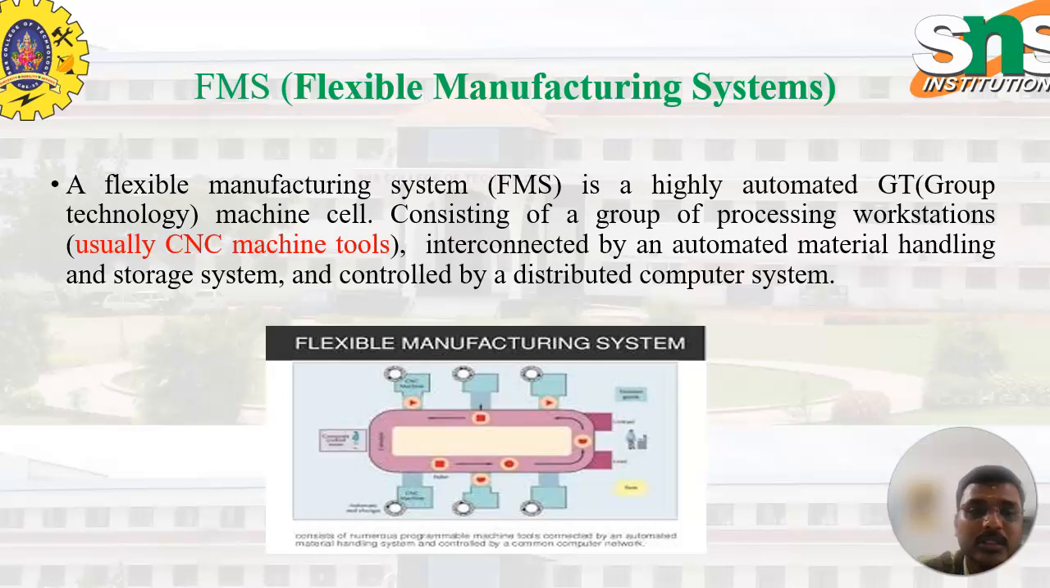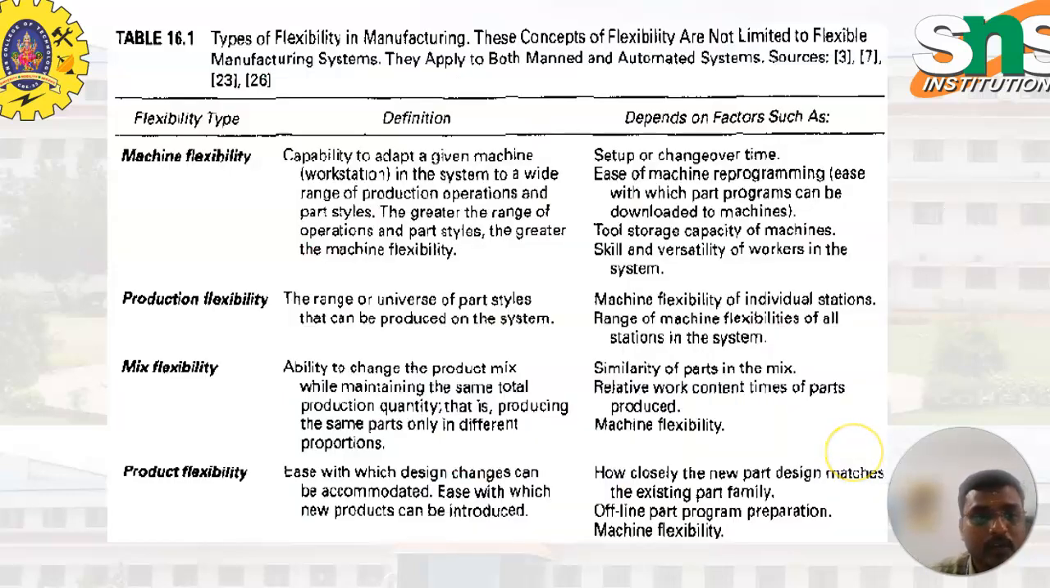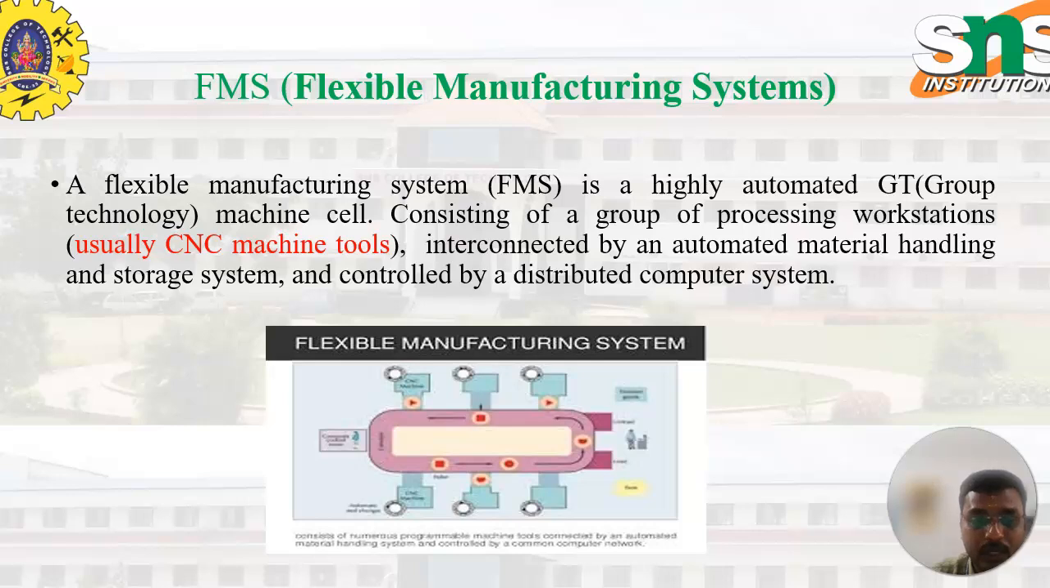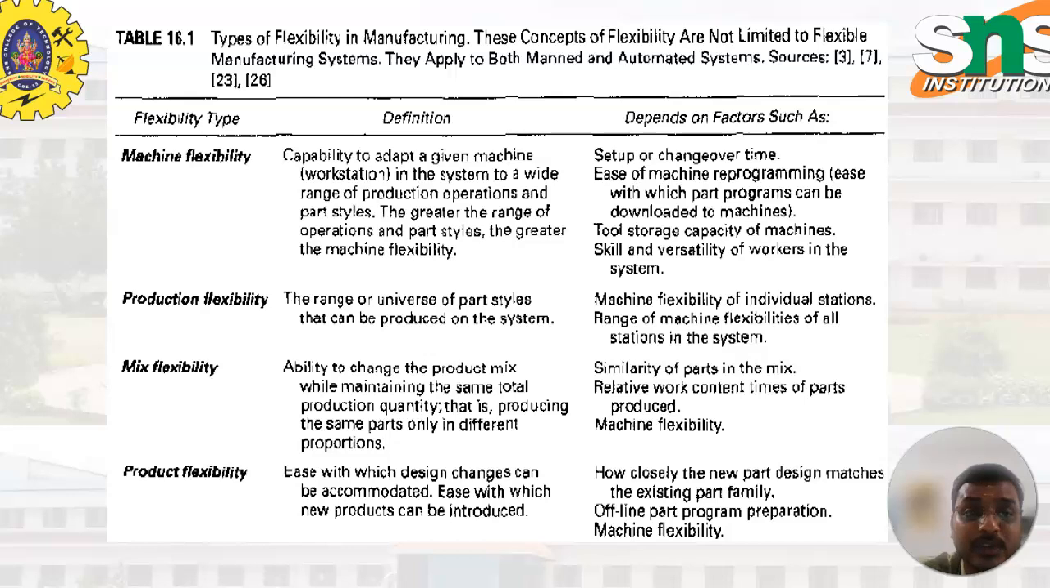Group technology is nothing but the grouping of similar parts or machining operations together to make the product. So here we have many types of advantages and many types of layouts. Some of the flexibilities in manufacturing are machine flexibility, production flexibility, mixed flexibility, and product flexibility.